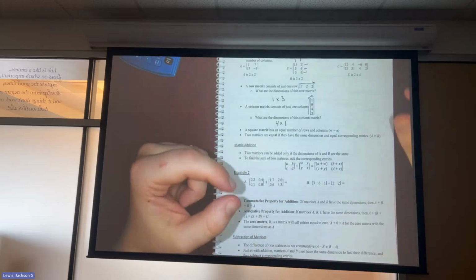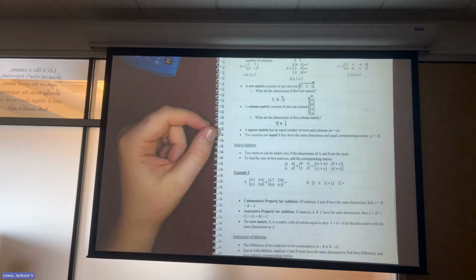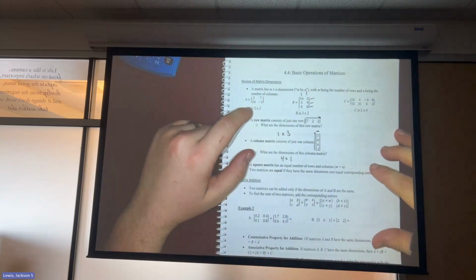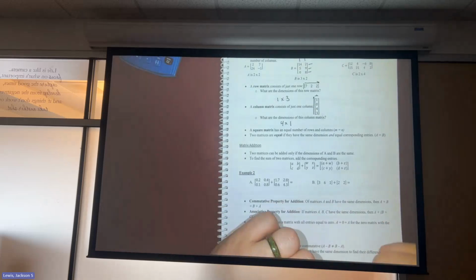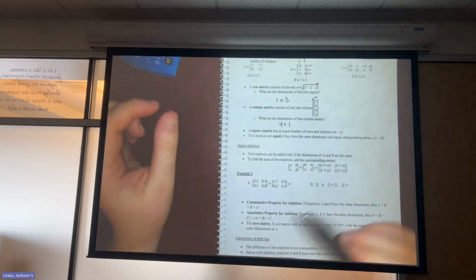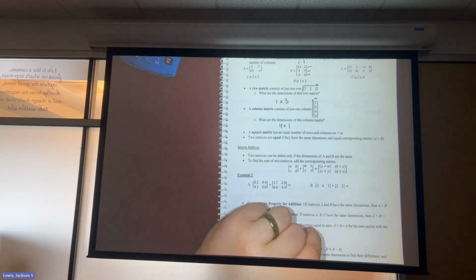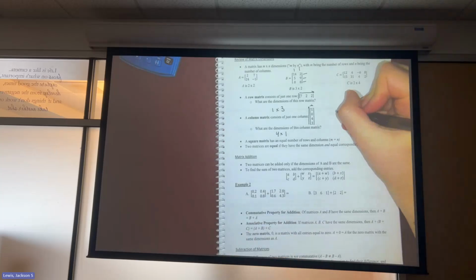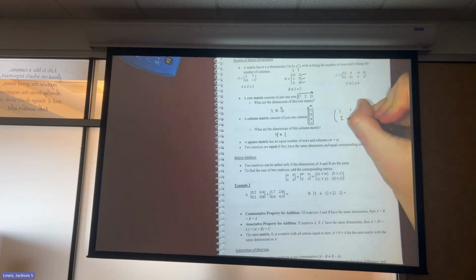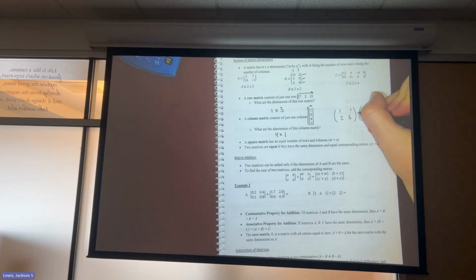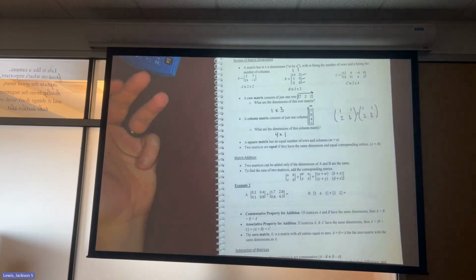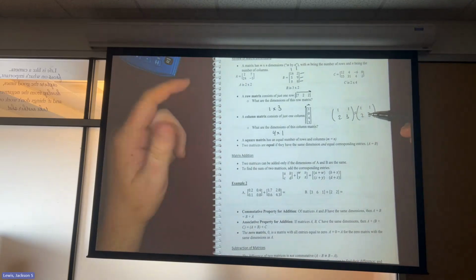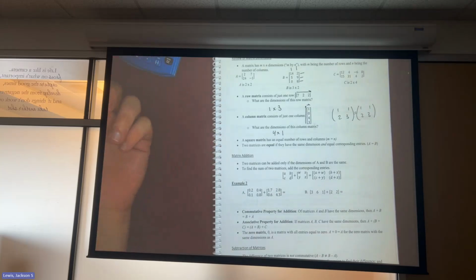A square matrix has equal rows and columns. We call it square because it looks like a square. Two matrices are equal if they have the same dimension and the same entries. So, for example, the matrix 1, 1, 2, 3 equals the matrix 1, 1, 2, 3. Very straightforward. If this was a different matrix in any way whatsoever, I wouldn't call them equal.